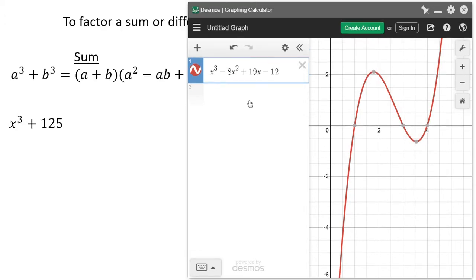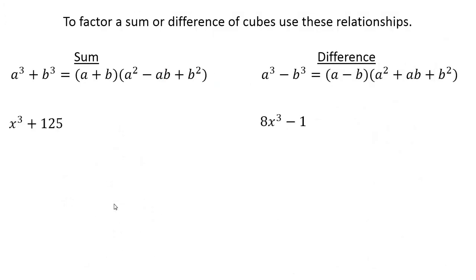Personally, if they show you stuff and it doesn't have everything on the same side, I know the lesson's going to show you different ways, I would put everything on the same side, equal to 0, graph it in Desmos, look for x-intercepts.